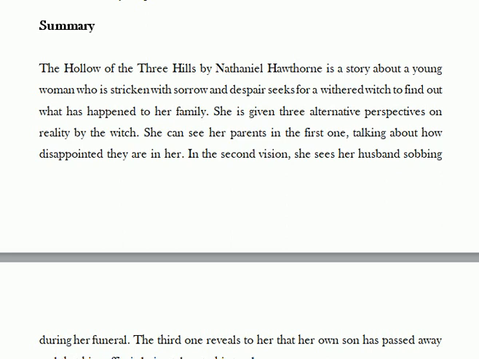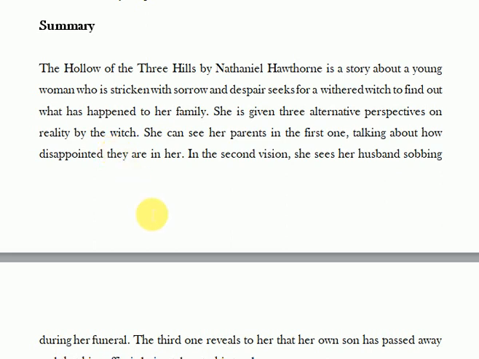So, what happens in the story The Hollow of the Three Hills by Nathaniel Hawthorne? It is a story about a young woman who is stricken with sorrow and despair, and who, under the spell of guilt, sin, and disappointment, goes to a withered witch, an evil crone, in order to find out what has happened to her family. She is given three alternative perspectives, three visions of reality, by the witch.